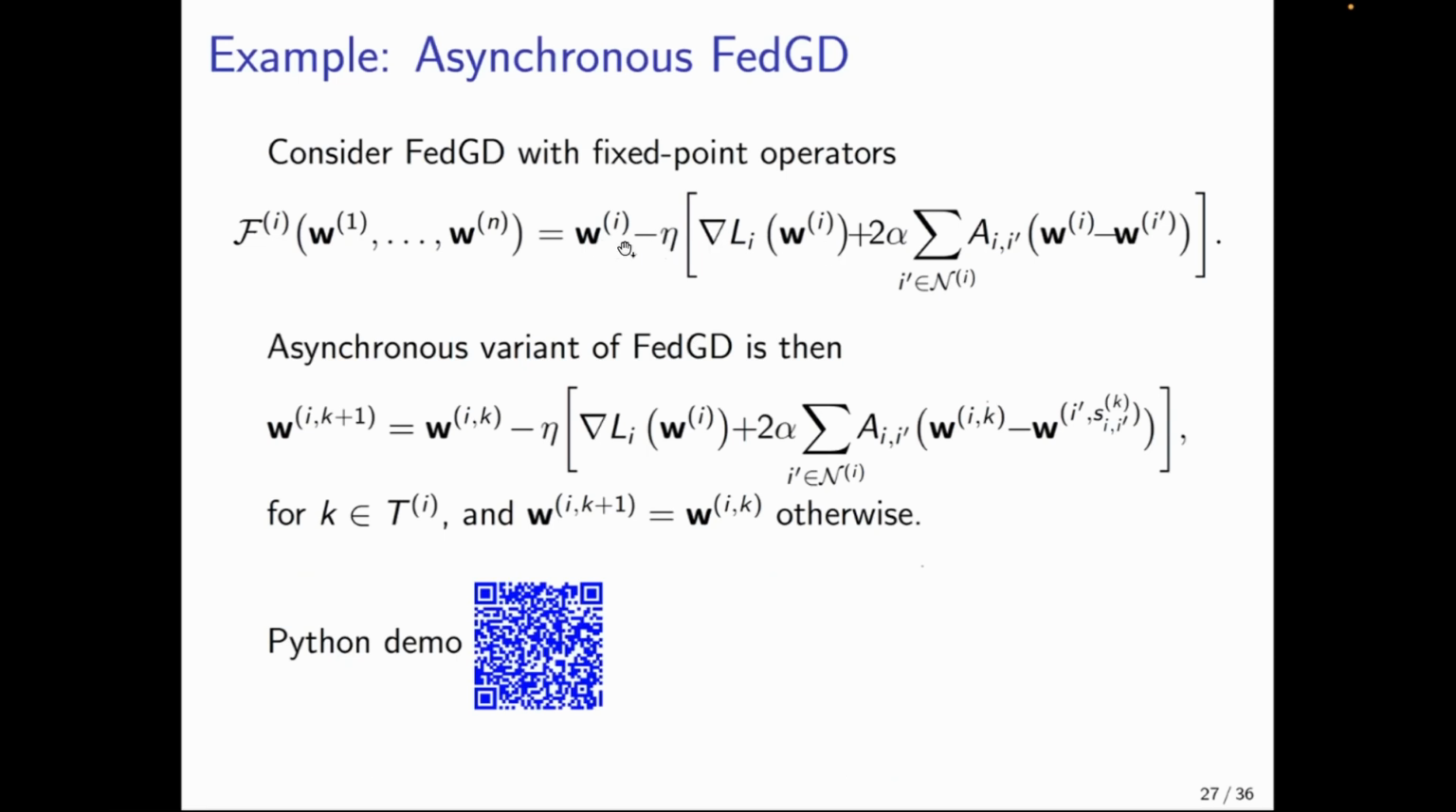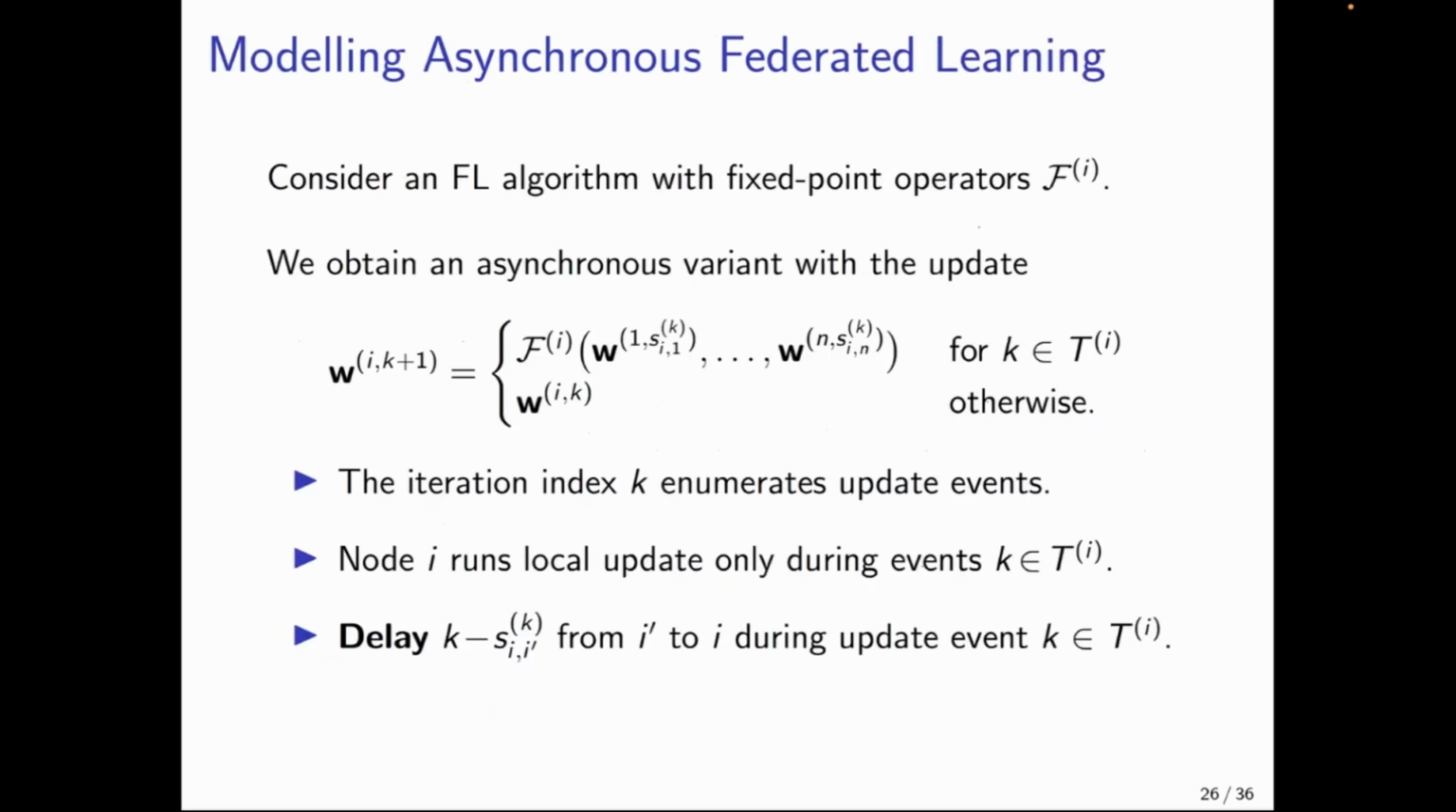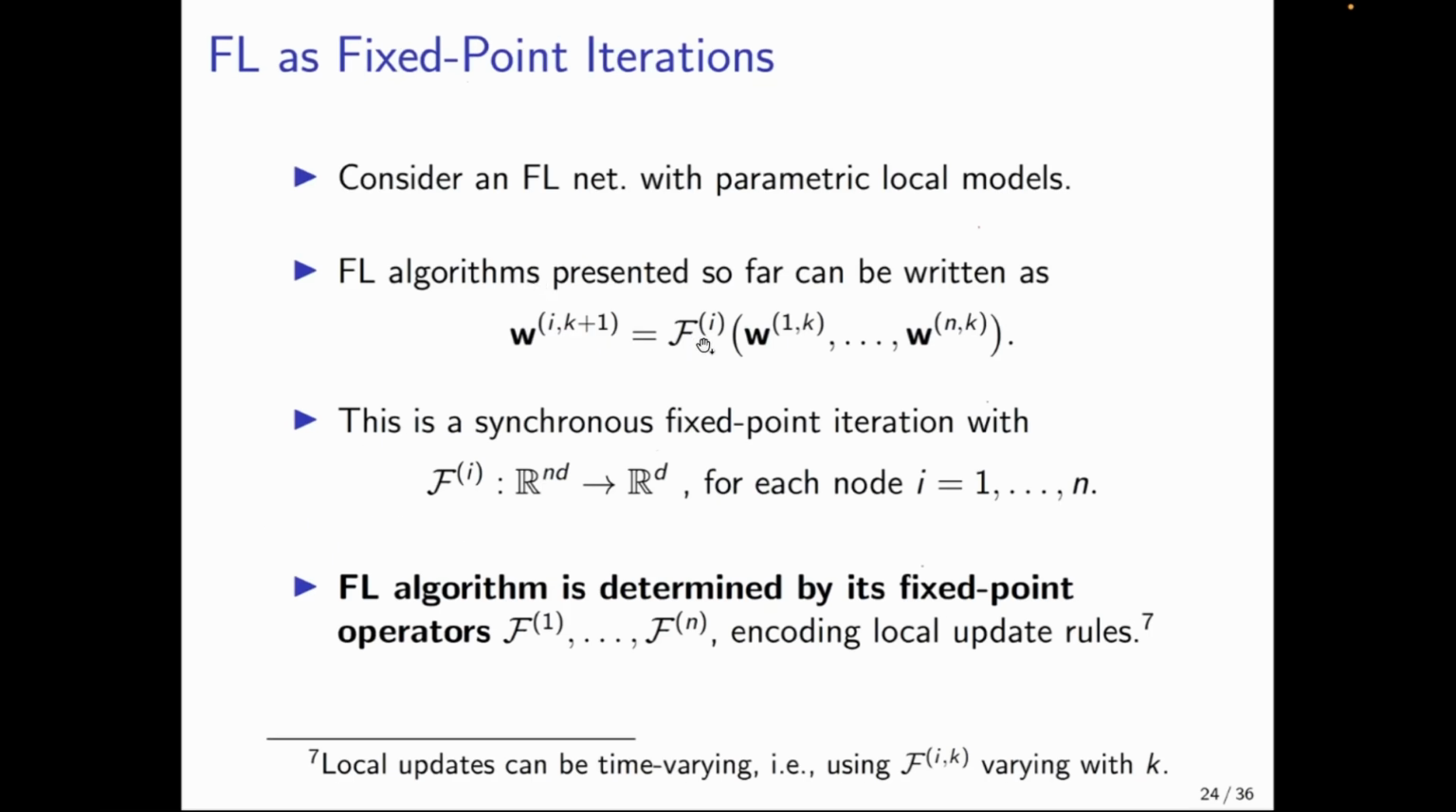If you replace this choice with some other choice, you get federated averaging. All these algorithms that I have talked about so far are based on what I call a synchronous fixed point iteration, because they compute this fixed point iteration at each node simultaneously, or synchronously. A federated learning algorithm is determined by its fixed point operators. So instead of writing down pseudocode, you can just say what your fixed point operators are, and you have clearly determined a federated learning algorithm.